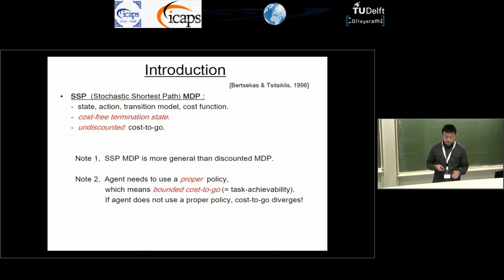Now I quickly introduce the stochastic shortest path MDP. SSP additionally considers a cost-free termination state and optimizing undiscounted cost-to-go. Please note that SSP MDP is a more general setting than discounted MDP. And agents need to use a proper policy. A proper policy is a technical term in SSP. A proper policy means bounded cost-to-go, equal to task achievability. If the agent does not use a proper policy, the cost-to-go diverges.